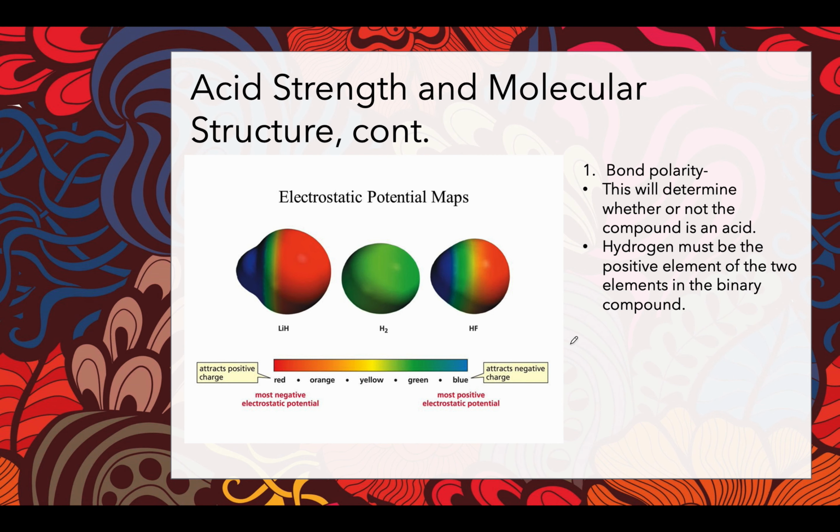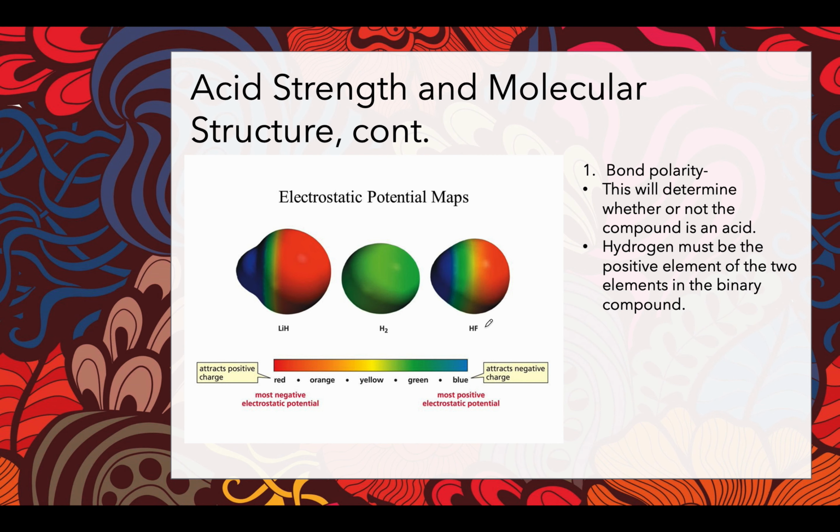So let's look at bond polarity. These look like pictures from first semester, and it most certainly is. So the bond polarity is going to help determine whether or not the compound is even acting as an acid. Hydrogen must be the positive element of the two elements in the binary compound. What we see here, like in lithium hydride, is that the hydrogen is actually acting as the negative element in this compound. So therefore lithium hydride is not going to be an acid.